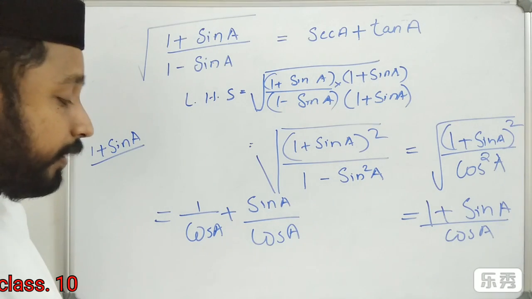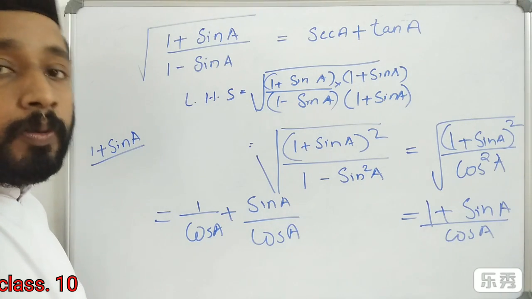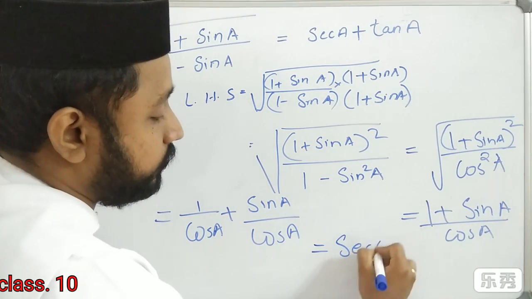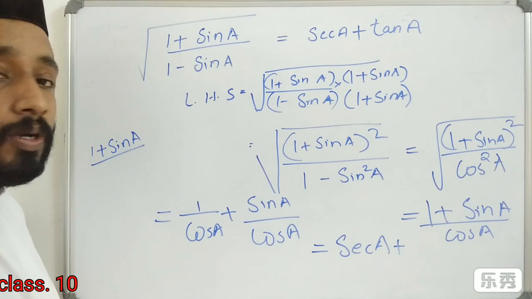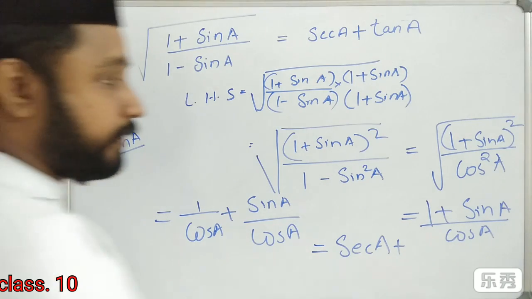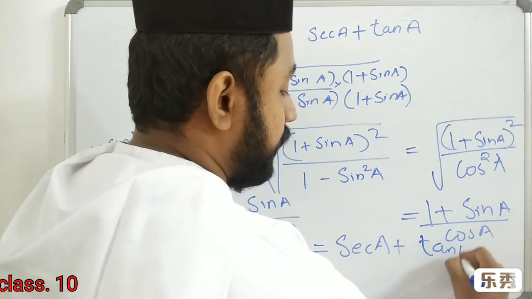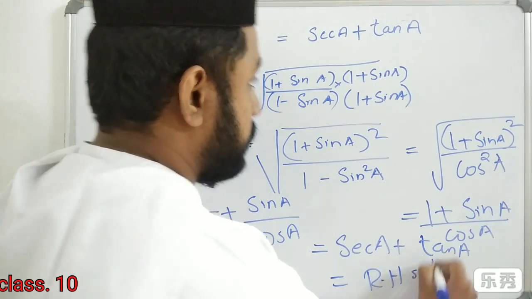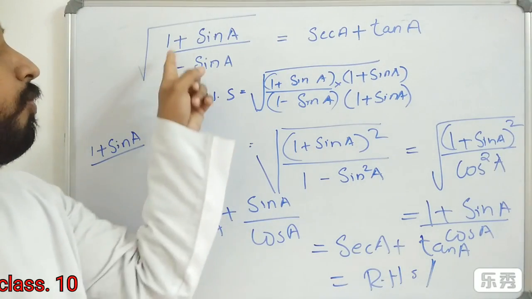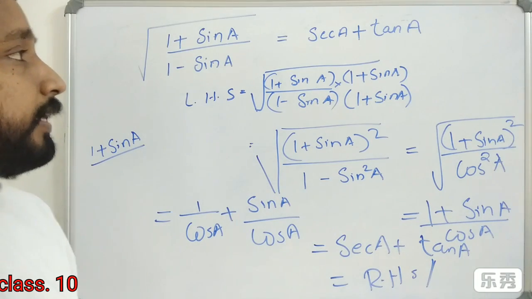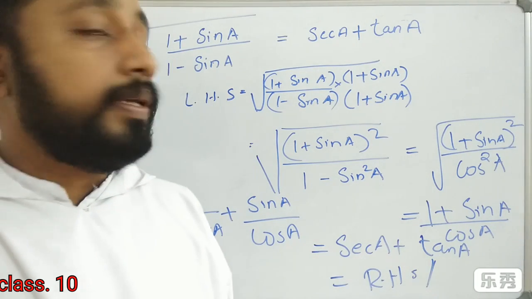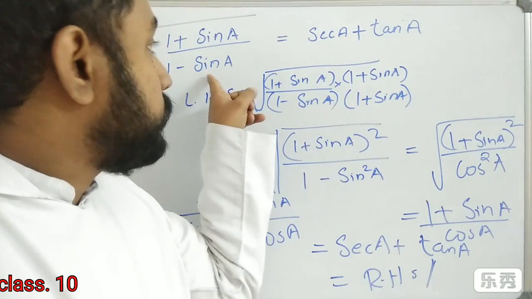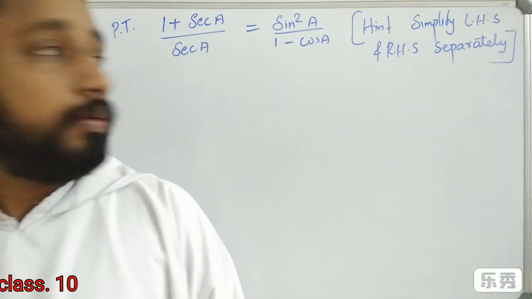What do you mean by 1 by cos A? 1 by cos A means the reciprocal of cos A. The reciprocal of cos A is sec A. So sec A plus. What do you mean by sin A by cos A? Sin A by cos A is tan A. So we got the RHS, sec A plus tan A. We proved root of 1 plus sin A by 1 minus sin A is equal to sec A plus tan A. In this type of questions, we multiply with the conjugate of the denominator.